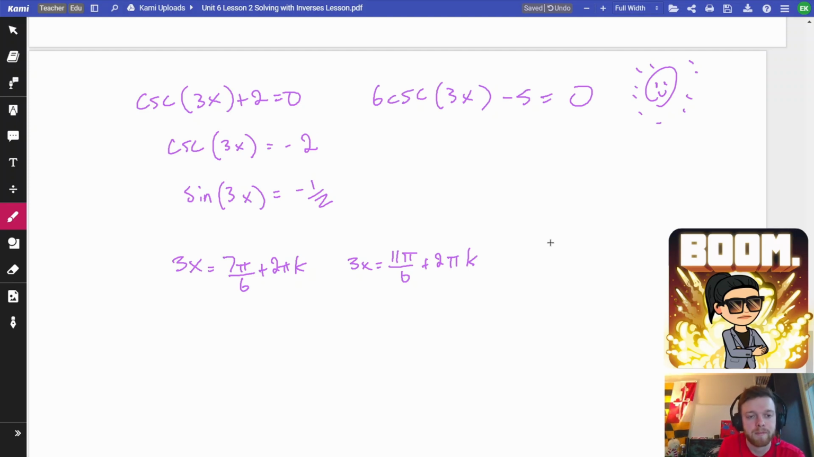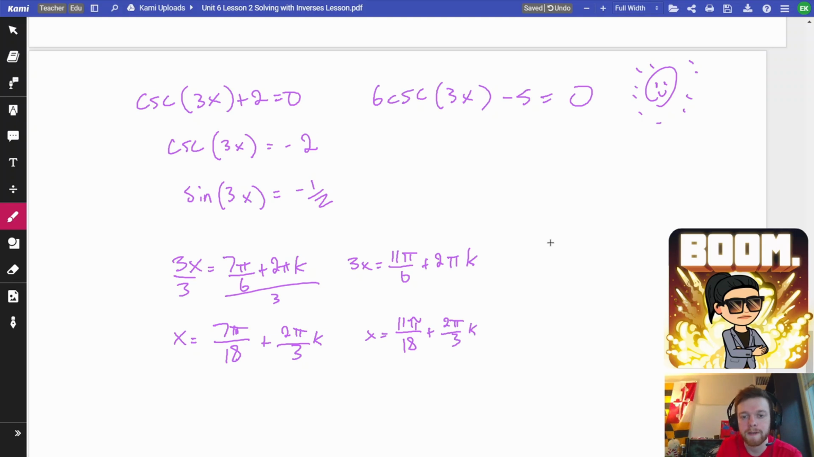To do that, we just divide by 3. So 7π/18. 7/6 divided by 3 gives us 7/18. We're also dividing that 2π by 3 as well, though. 2π/3 k. Then over here, divide by 3, we're going to get 11π/18 plus, once again, 2π/3 k.